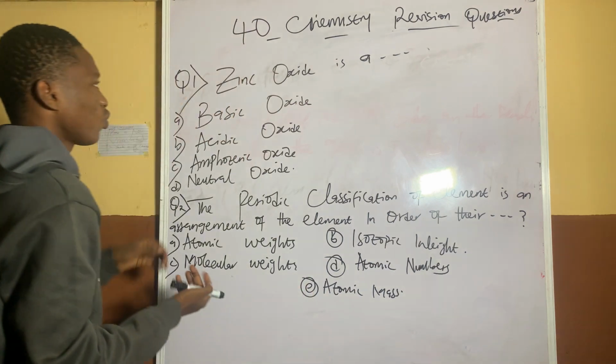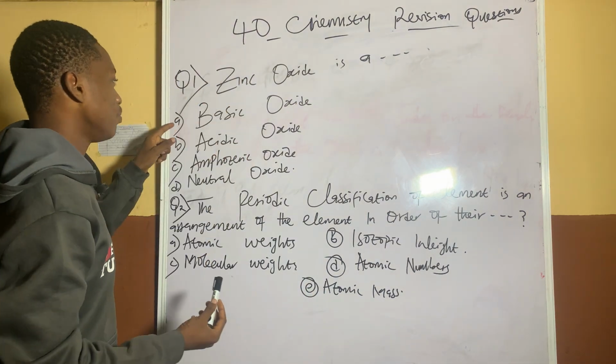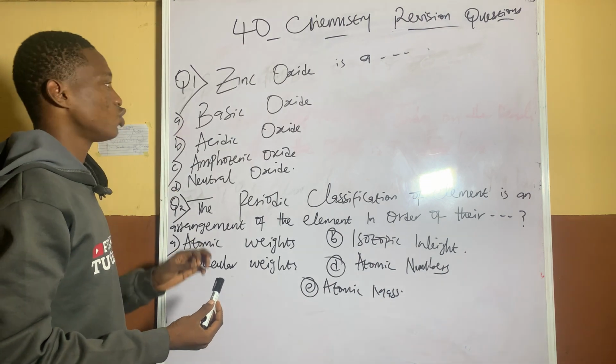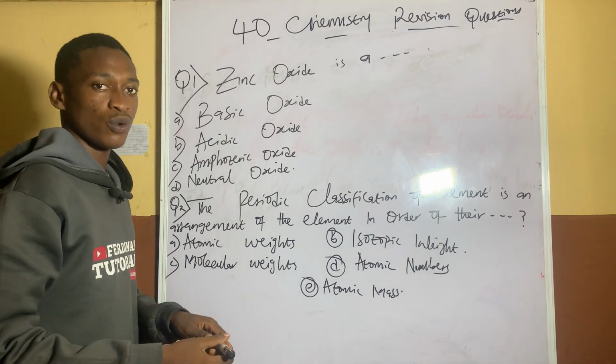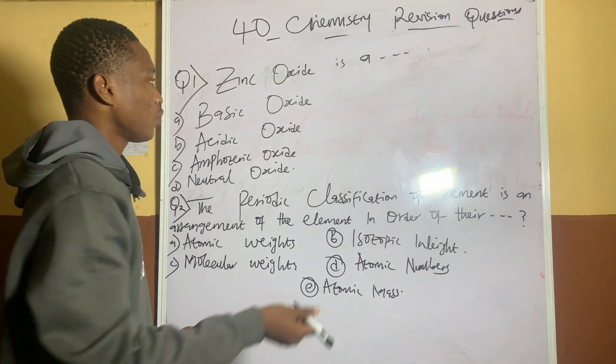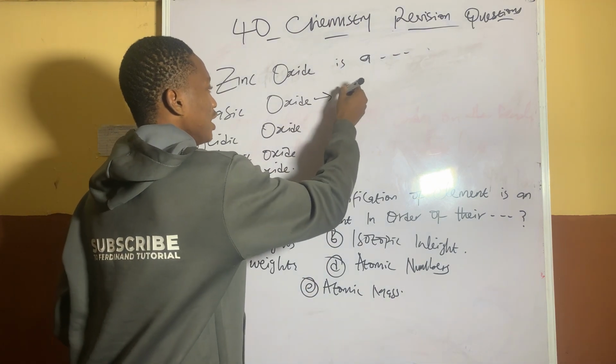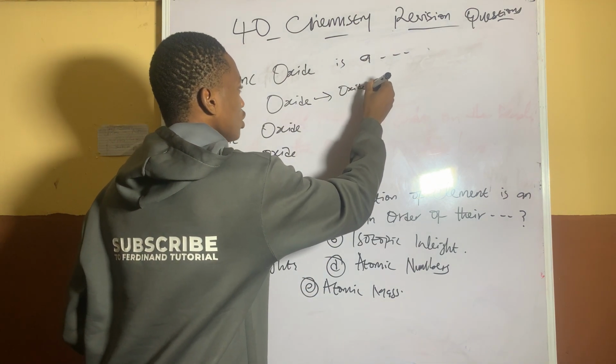Let's look at question 1. Zinc oxide is a dash: A, basic oxide; B, acidic oxide; C, amphoteric oxide; D, neutral oxide. Let's look at first off, what is a basic oxide? Basic oxides are oxides of metals.